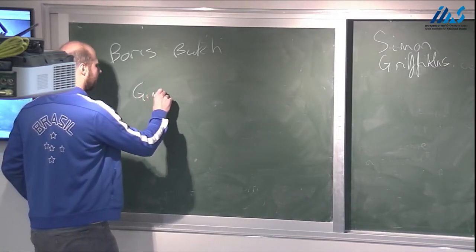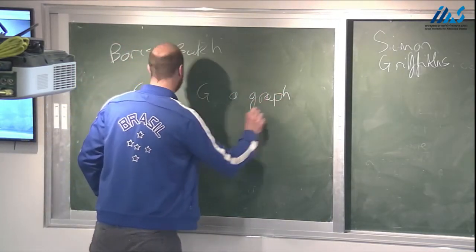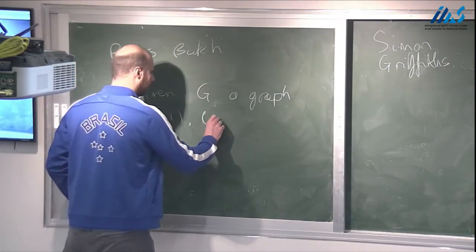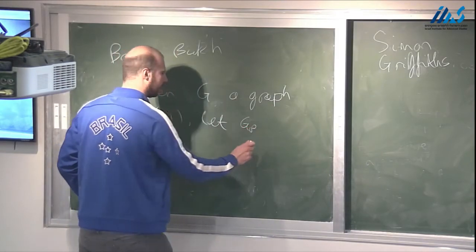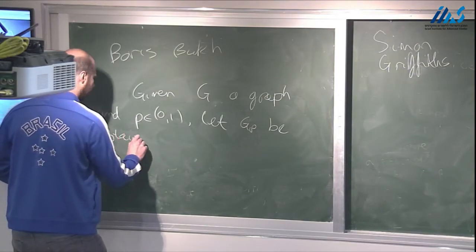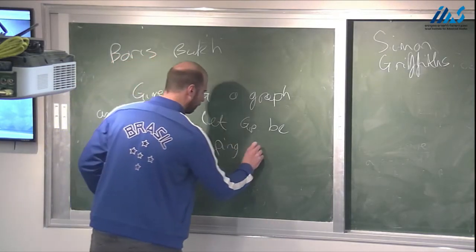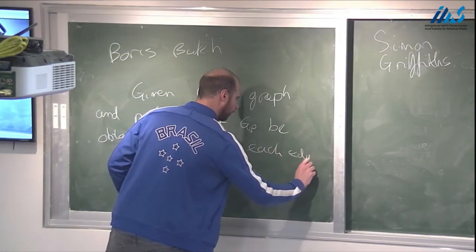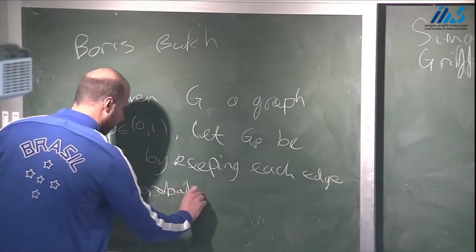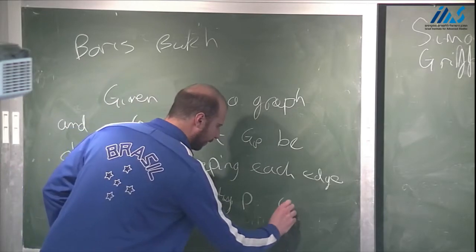So given G, a graph, and p in [0,1], let G_p be obtained by keeping each edge with probability p. So of course, all independently.